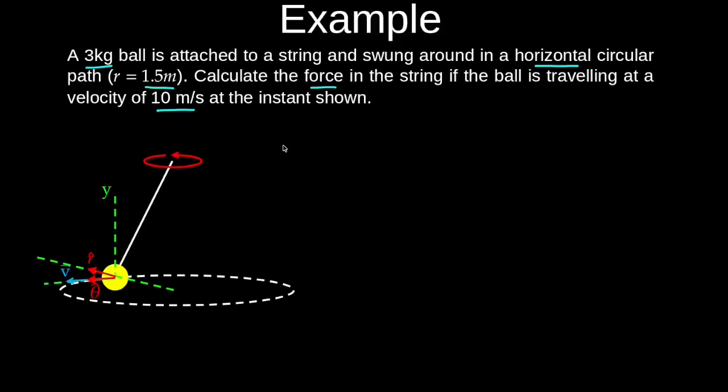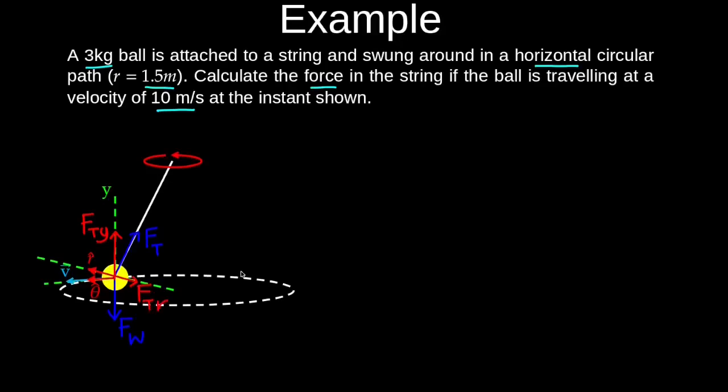So in horizontal circular motion, we have the following forces acting on the ball. And the vertical component of the tensile force opposes the force of weight, and the radial component keeps the ball traveling along a circular path.